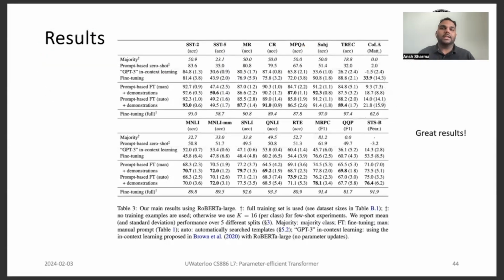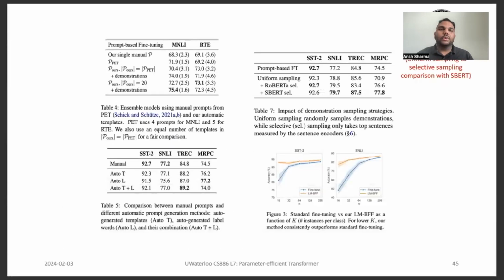The results are great, as we can see that this method outperforms prompt-based zero-shot and in-context learning with fine-tuning of GPT-3 in most of the cases. These results also show both automatic prompt generation and manual prompt generation outperform other models. These results show a fair comparison of this three-step approach with PET as discussed earlier, and the graph shows the accuracy versus instances of standard fine-tuning versus LM-BFF, where the latter outperforms the former.